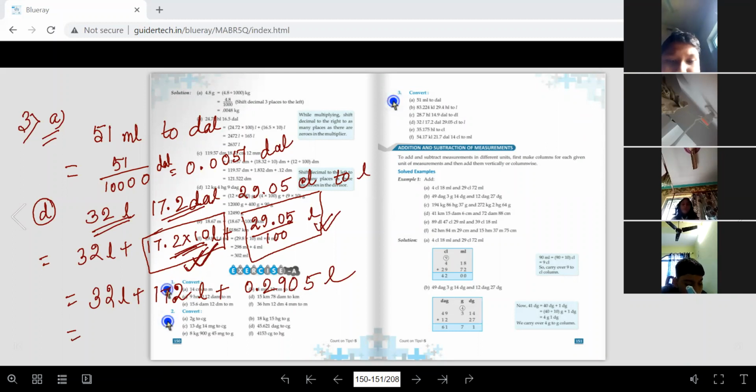32, 1, 72. Please wait, I am doing. 0.2905, say. Ma'am, it will be 1.72. No, beta, we are multiplying two. Oh, yes, ma'am, understood. Now just say what will be the answer. Junaid, first. We don't have enough time. Divyanka, say. Can I show the next one?